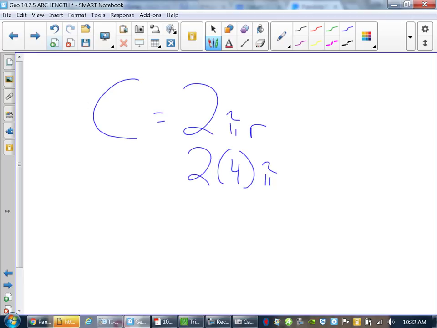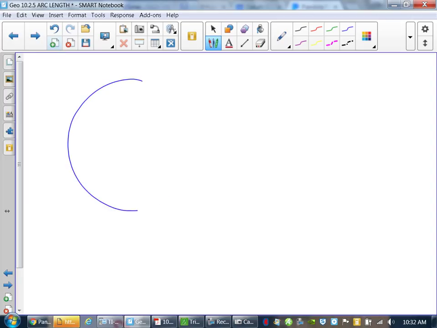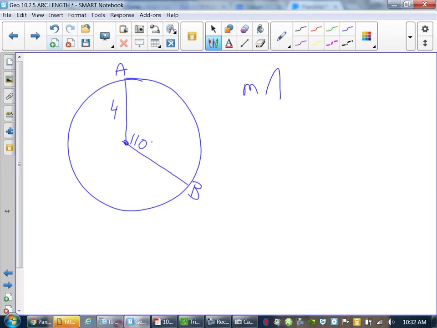All right. Now, this idea here between the difference between what we call arc measure. So if this is 110 degrees, and we have a radius of 4, I would say that this is AB. If this is the measure of AB, the measure of AB is always going to be what? It's 110 because it's the measure of the central angle. The central angle here is 110.